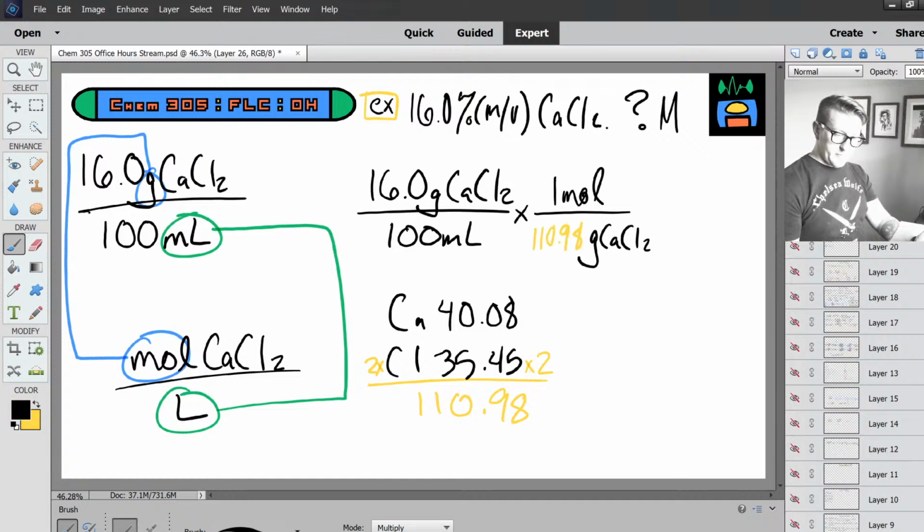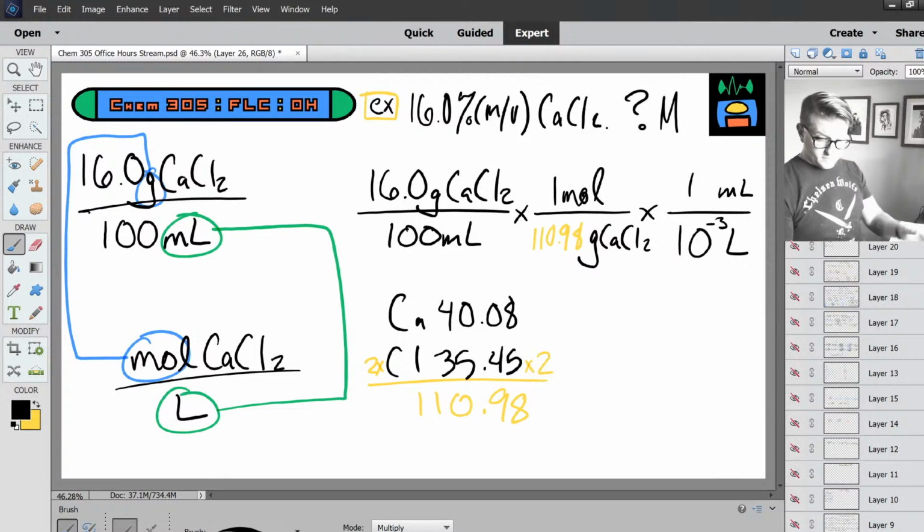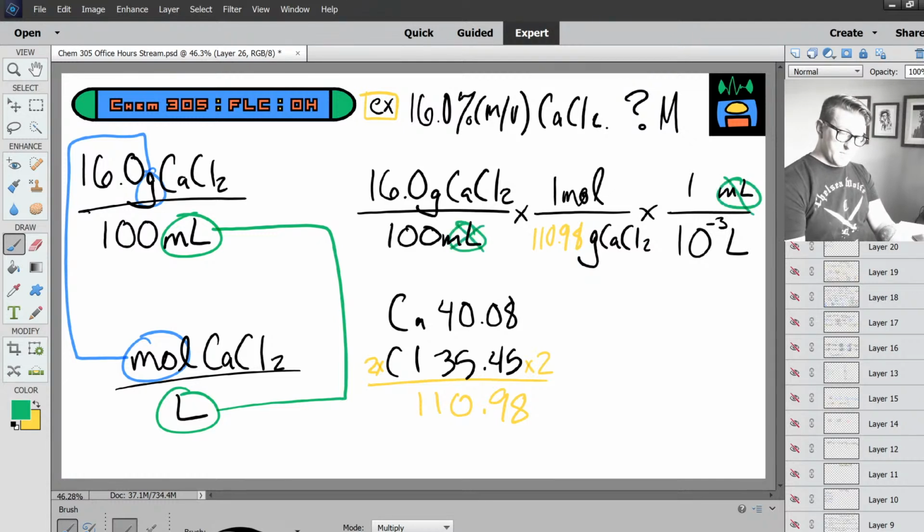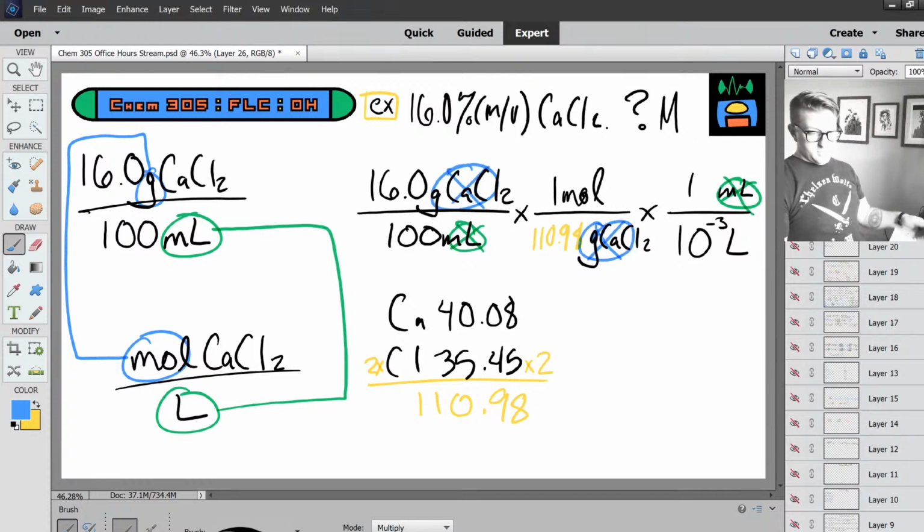grams per mole. Our second unit conversion needs to convert from milliliters to liters, and as we know, 1 milliliter is 10 to the negative third liters. So milliliters cancel milliliters, grams cancel grams, and now we're good to crunch our numbers.